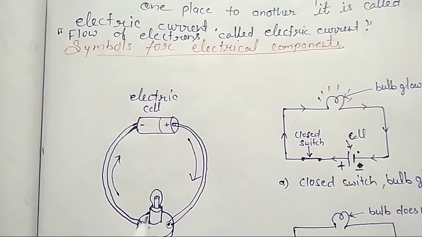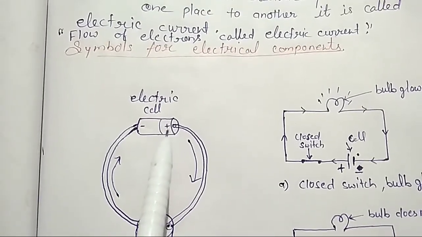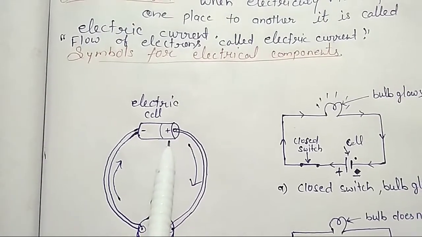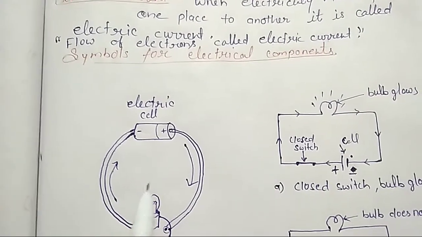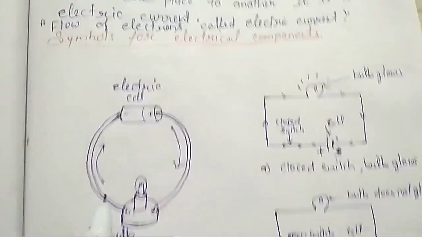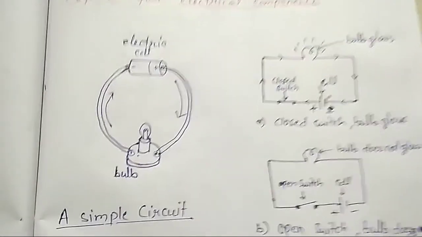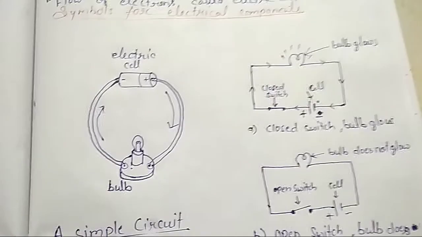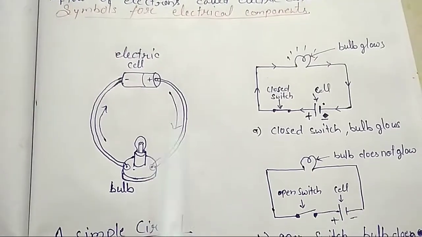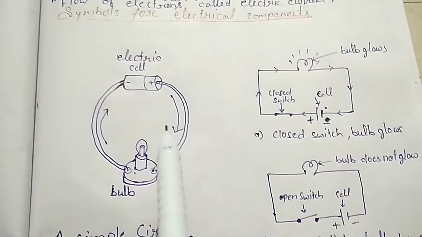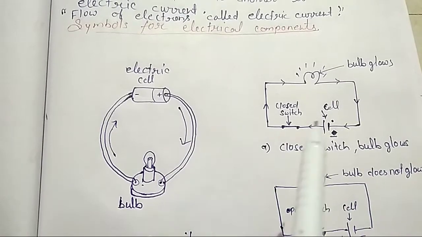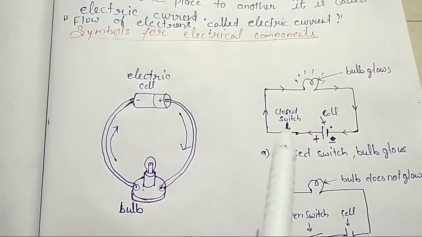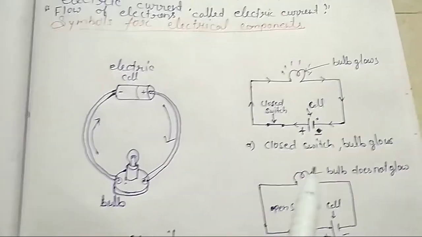When they are joined together properly, then electricity flows from the positive terminal to the negative terminal. These arrows are showing that. So this is a simple circuit, but we cannot show all the time these two items or any switches that are used to switch on or switch off. So we use some symbols to show circuit diagrams. Here you can see, these are circuit diagrams.